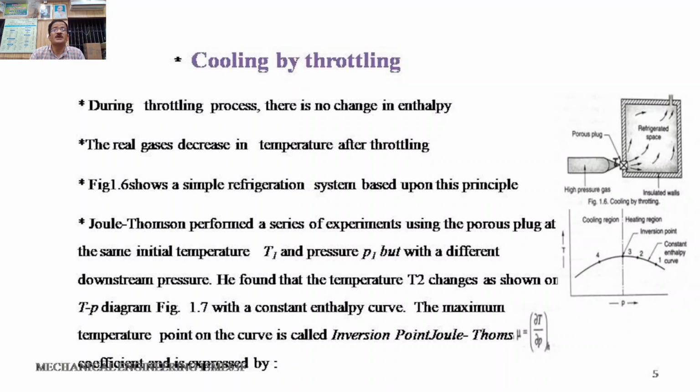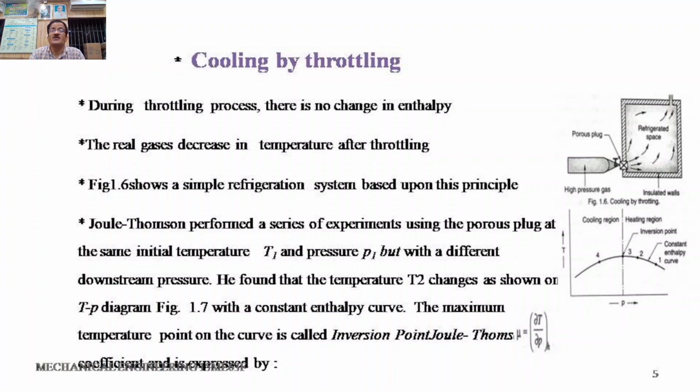Next, cooling by throttling. So this is another method of producing cooling effect. The arrangement is as shown in the figure. There is one refrigerated space, and at the bottom you can see a porous plug which is connected with the high pressure gas pipeline, and this porous plug is nothing but a nozzle. When a high pressure air or gas is supplied through this nozzle, then throttling or expansion takes place.